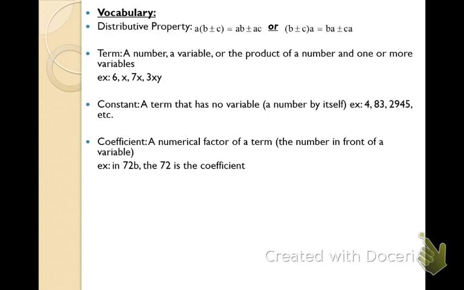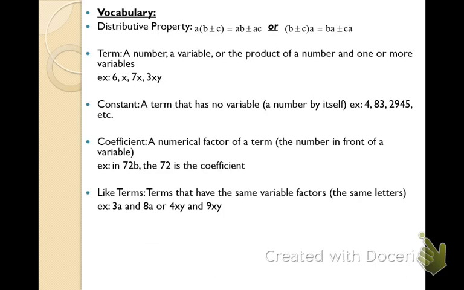Coefficient is the name that we give a numerical factor of a term. Remember, factors are the things that we're going to multiply together. So the coefficient, a numerical factor of a term. A short and sweet way of looking at this is the number in front of your variables. If we have a term like 72b, then 72 is going to be your coefficient. These are words that we're going to keep using, so we want to make sure that we understand what they mean.